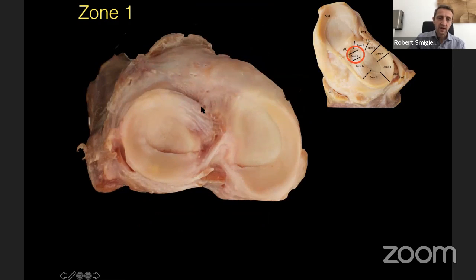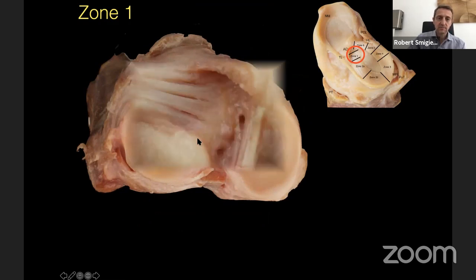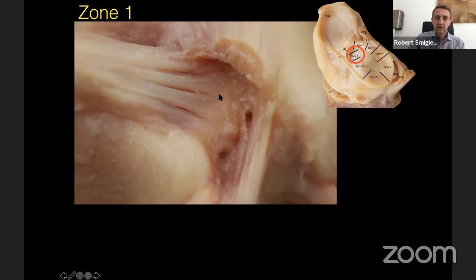Then we have here the anterior root of the lateral meniscus, and the ACL is in front of it. These are small tunnels for the vessels and nerves.